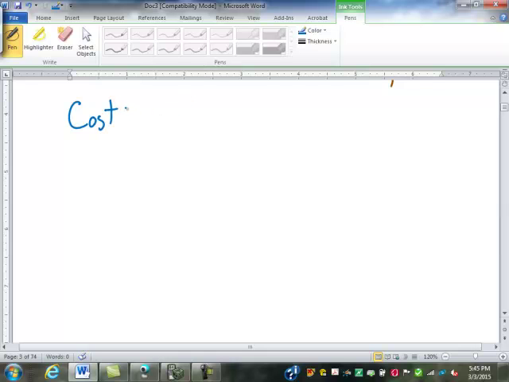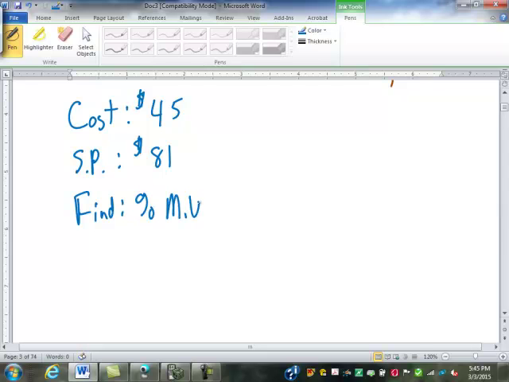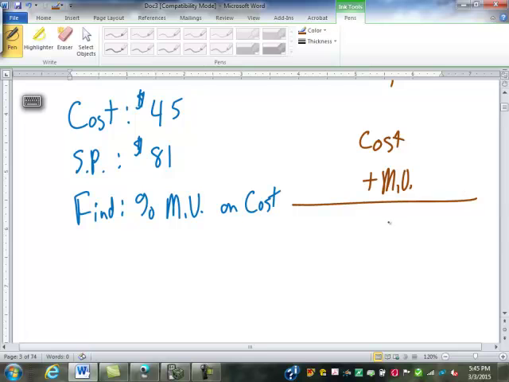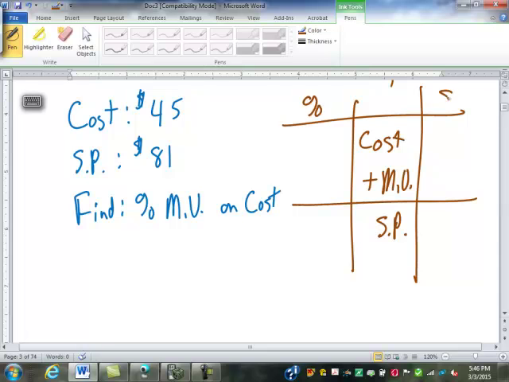So let's say the cost is $45. The selling price is $81. I want you to find the percent markup on cost. So we're working a little backwards here, but our table looks exactly the same. Cost plus markup equals selling price. Here's our percent. Here's our dollars.